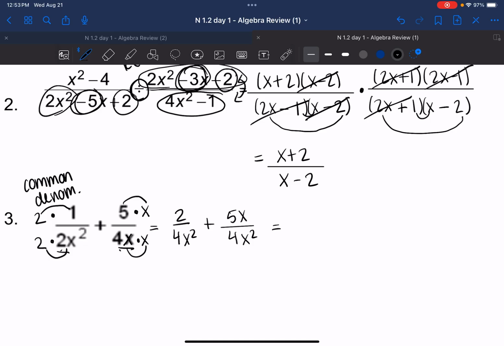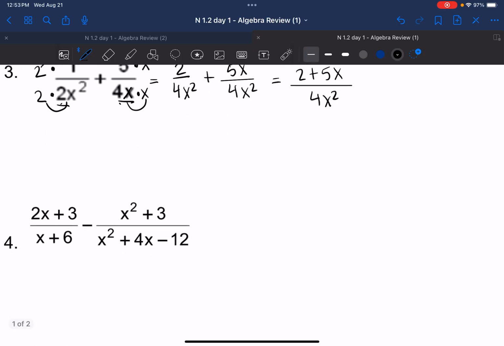And now that these have a common denominator, we can go ahead and add the fractions. Remember, whenever we add or subtract fractions, we only are dealing with adding and subtracting the numerator. We leave the denominator alone. So we'll have 2 plus 5x over 4x squared. In this particular case, I cannot factor the numerator or denominator any further, and there's nothing that is going to divide out, so that is where we stop.